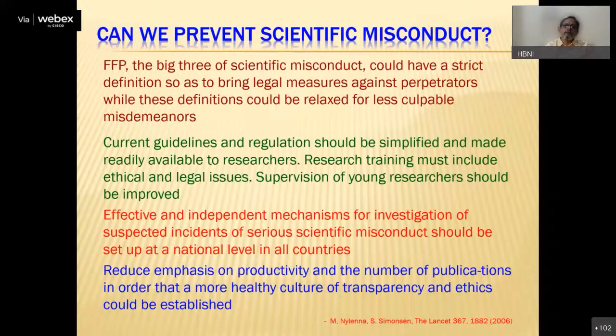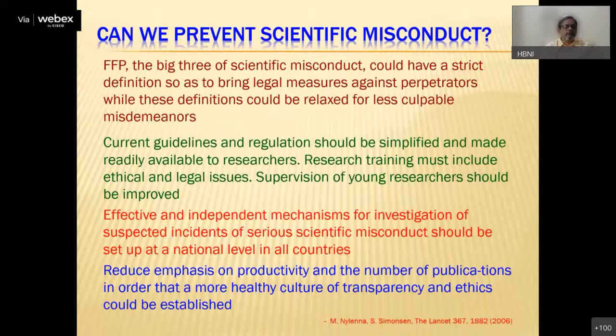Then the current guidelines and regulations should be simplified and made readily available to researchers. See, if the researchers don't know about these guidelines and regulations, there's no point again. And then education. Research training must include ethical and legal issues. When young students, especially those who may not know about all these issues, they must be taught about these things, and the supervisors must somehow see to it that the students are made well aware of all these kinds of misconduct and must be informed what is good scientific behavior.